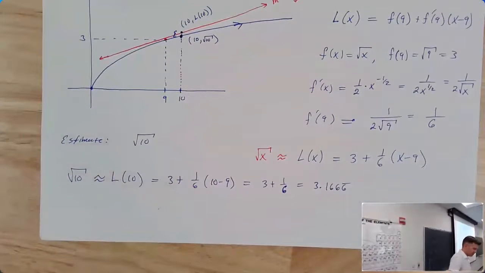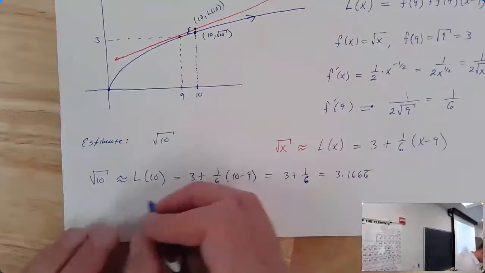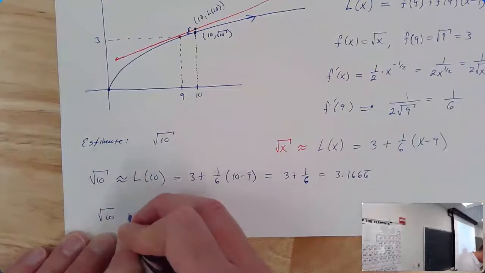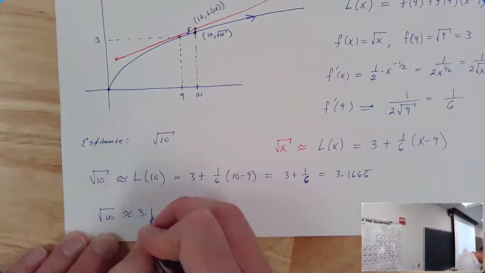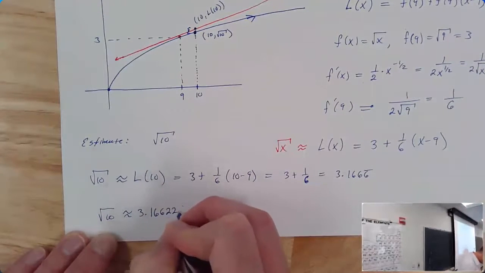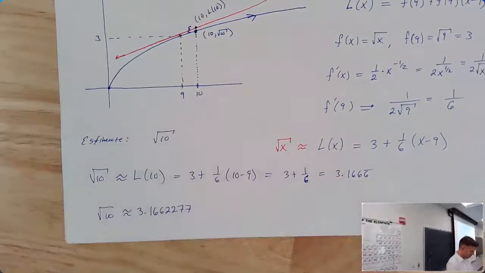If you're curious, the actual decimal approximation of the square root of 10 from the calculator is approximately 3.1662277 and so on. So our approximation is good for the first 3 decimal places. That's pretty great without doing a whole lot of terrible calculations.